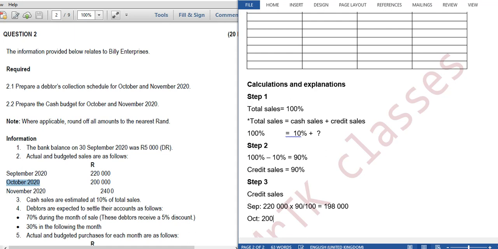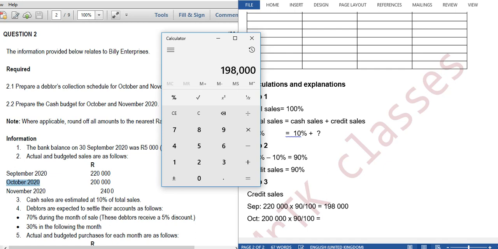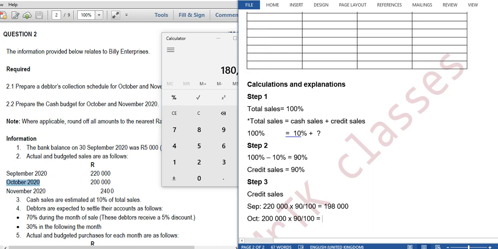Our total sales are 200,000 multiplied by, remember here we say 90 over 100. What do we get? So we are going to say 200,000 multiplied by 90 over 100. We are going to get 180,000. Then we move on to November.